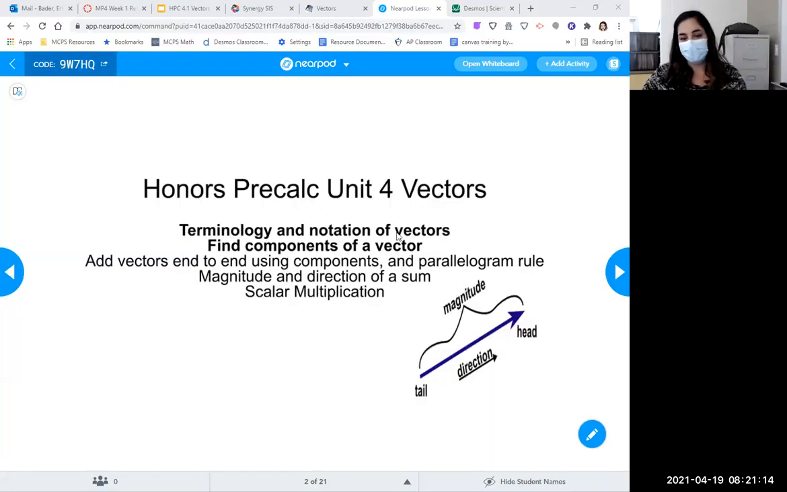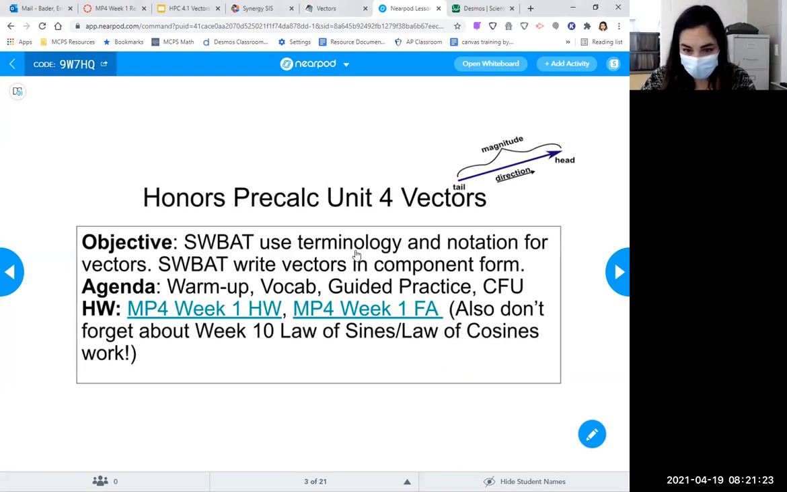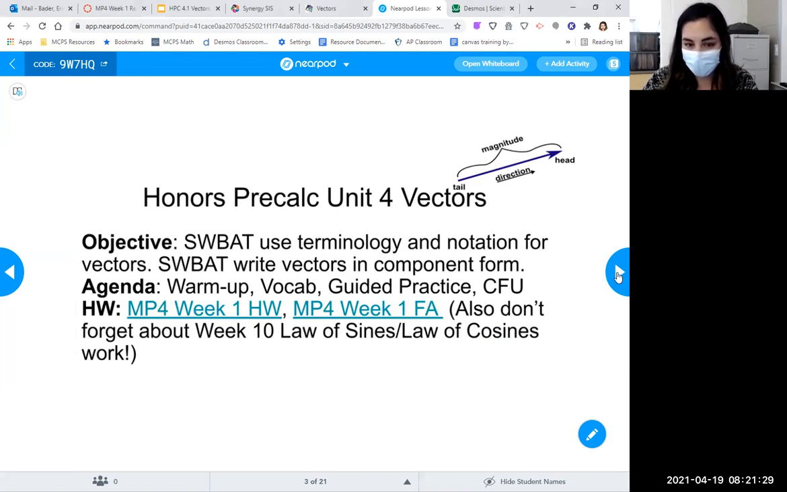All right, welcome to pre-calculus today. We're going to look at terminology and notation of vectors, and we are also going to do a little bit of finding components of a vector and finding magnitude. So that's what we're doing today. This is basically Unit 4, Topic 1, Part 1. These are the two objectives: using terminology and notation and writing vectors in component form.